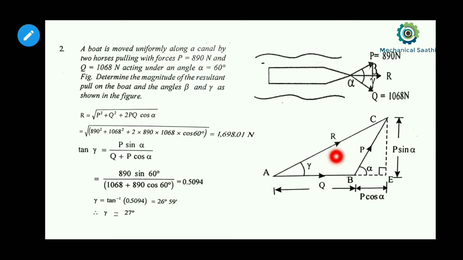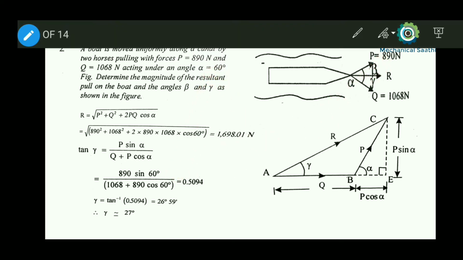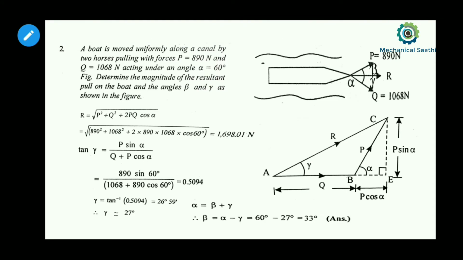After finding the value of gamma, it is very easy to calculate the value of beta, because we know that the addition of gamma and beta gives us the alpha value. So for finding beta, we simply need to deduct the value of gamma from 60 degree. Let us do that. Then we get the value of beta as 33 degree.